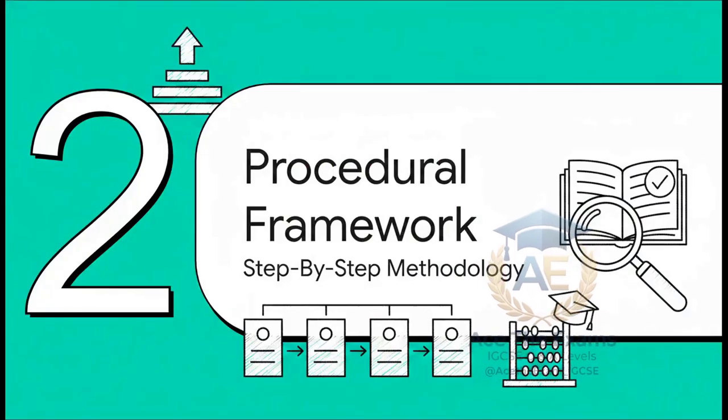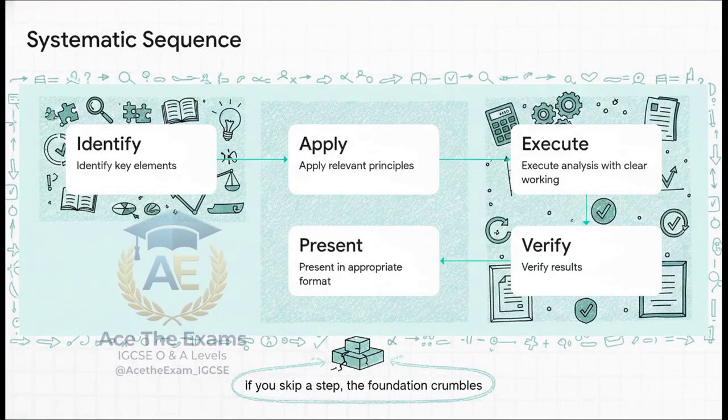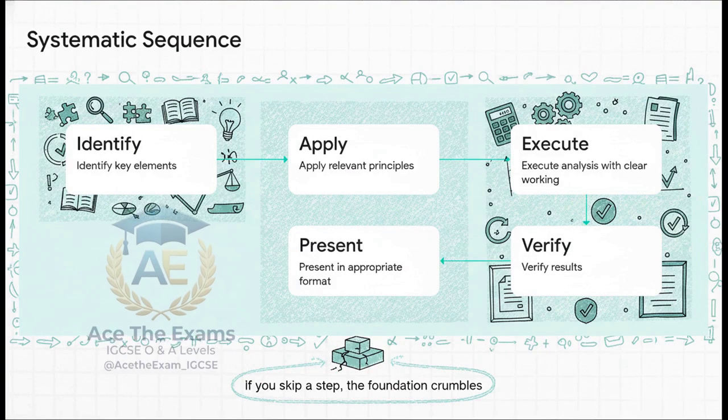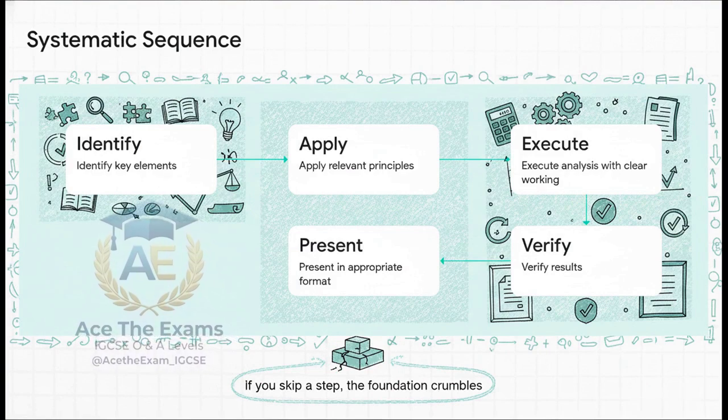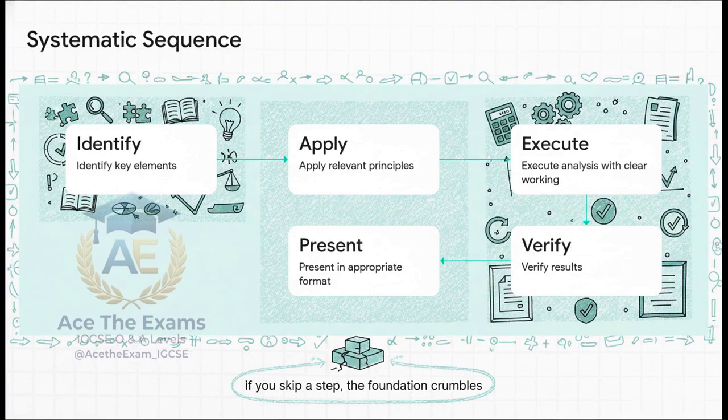Section 2. The procedural framework. The exact step-by-step methodology examiners look for. Whenever you face a complex double-entry problem, you must systematically process it using a strict, standardized 5-step sequence. Think of this as your cognitive survival guide. Step 1.